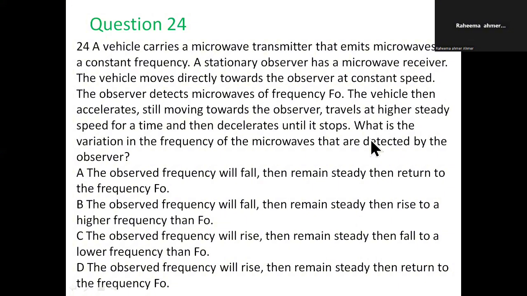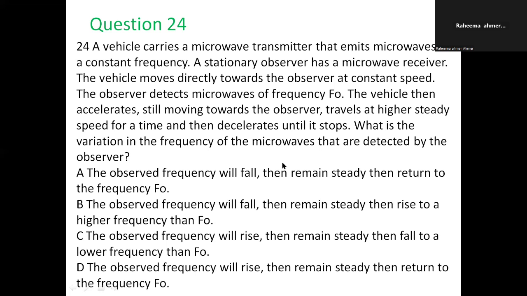So let's begin. A vehicle carries a microwave transmitter that emits a microwave of constant frequency. A stationary observer has a microwave receiver. The vehicle moves directly towards the observer at a constant speed. The observer detects the microwave of frequency f naught. The vehicle then accelerates, still moving towards the observer, travels at a higher steady speed for a time and then decelerates until it stops. What is the variation in the frequency of the microwave that is detected by the observer?